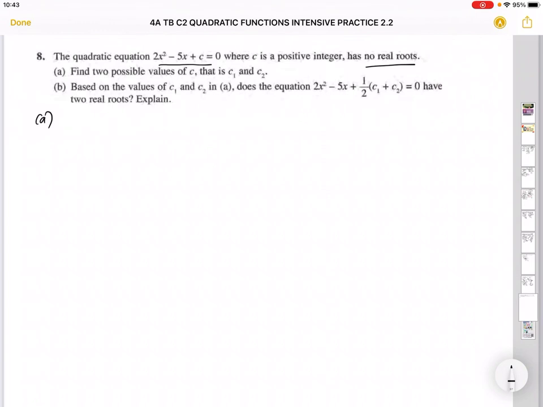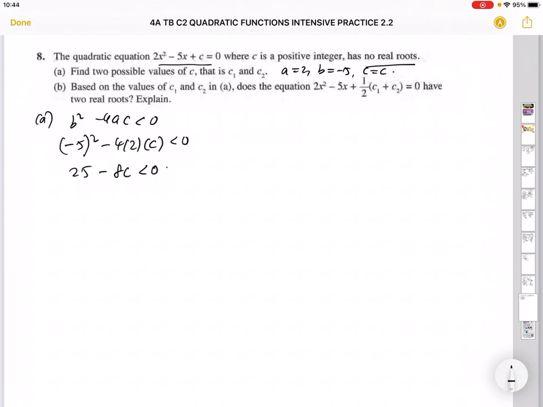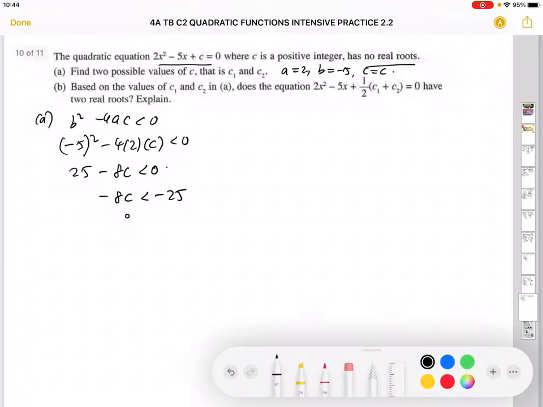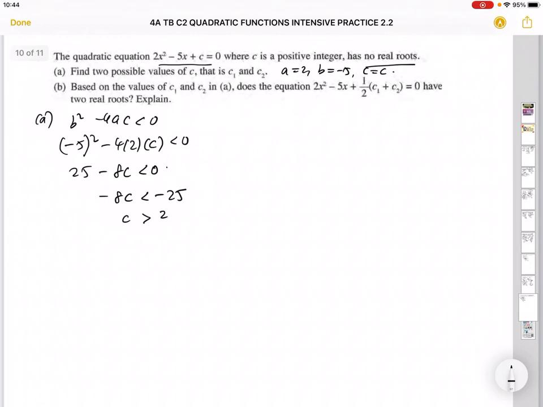So b squared minus 4ac we know is less than 0. B is negative 5. I think I don't have to mention a, b, c right now. A is 2, my b is negative 5, my c is just c. So 25 minus 8c is less than 0. Now I'm going to bring this over, you get negative 25. Whenever you multiply or divide by a negative, you change the sign, so c is more than 25 over 8.